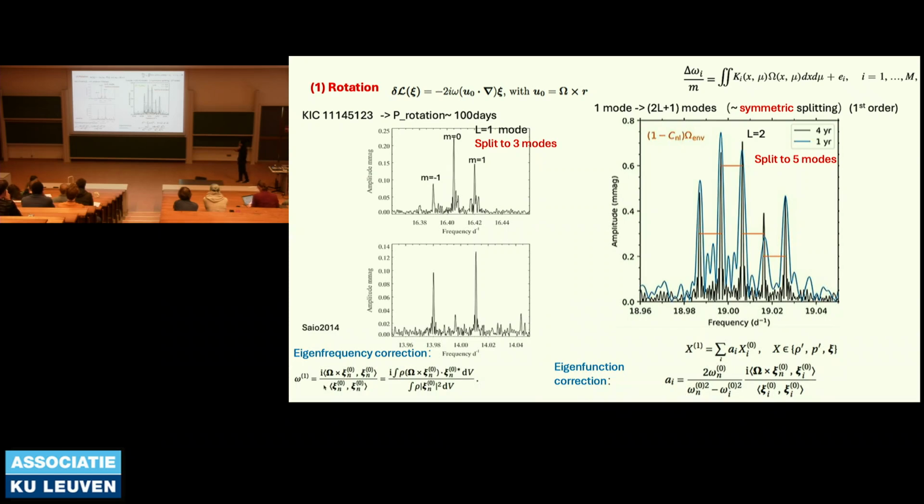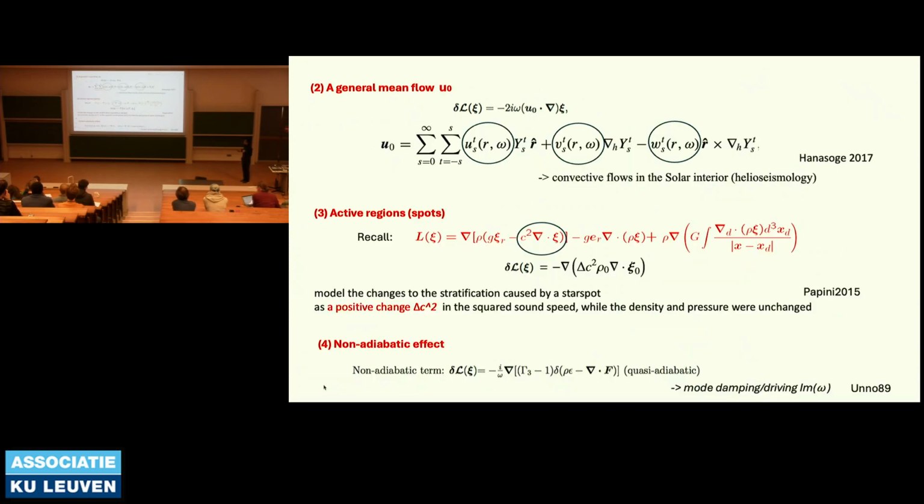So we also have the perturbation. We have the perturbation to the eigenfrequency. We have the perturbation to the eigenfunction. This would be very nice. But this first order approximation can only be applied to slowly rotating stars.